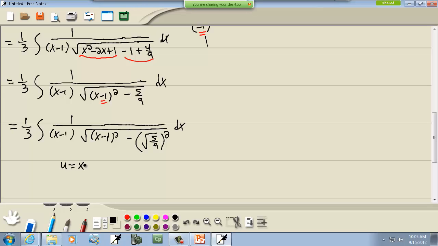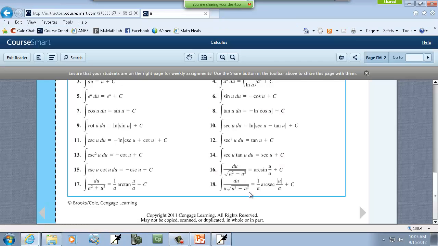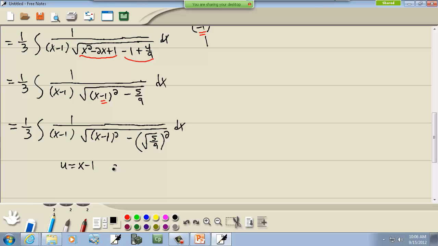u would equal x minus 1. Replace that with u, trying to get it to match this formula. a is going to equal the square root of 5/9. du, the derivative of x minus 1, is 1 dx. So 1's trivial. We've got the dx there.